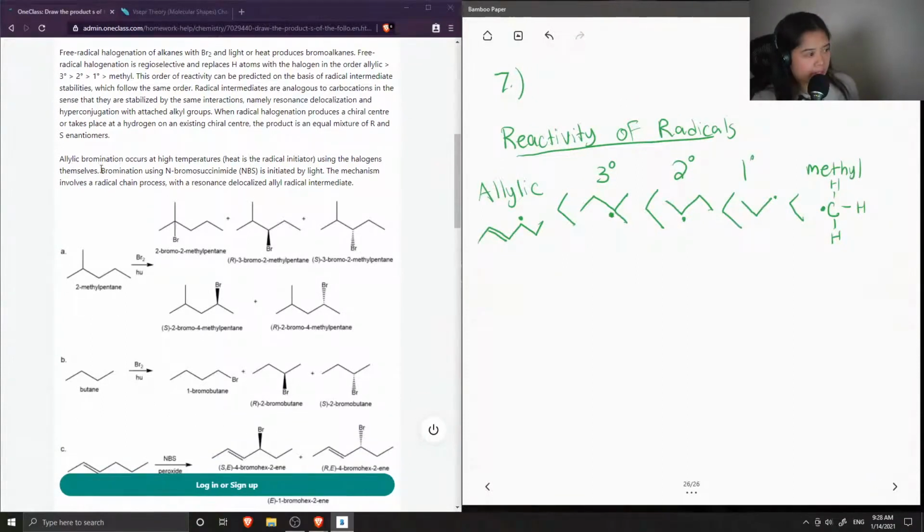Allylic bromination occurs at high temperatures. Heat is the radical initiator, using the halogens themselves. Bromination using N-bromosuccinimide, or NBS, is initiated by light, and the mechanism involves a radical chain process with a resonance delocalized allyl radical intermediate.